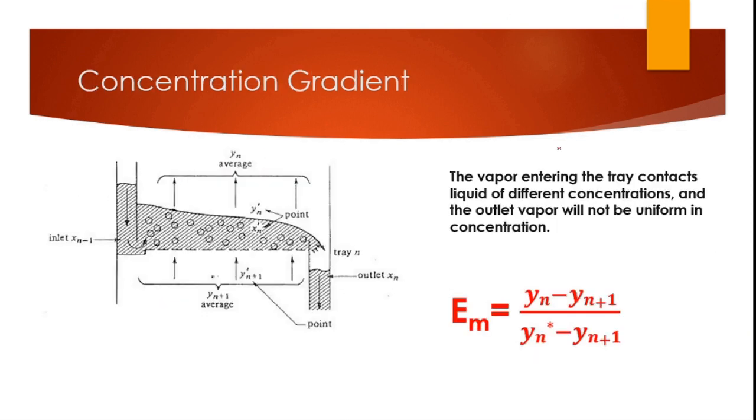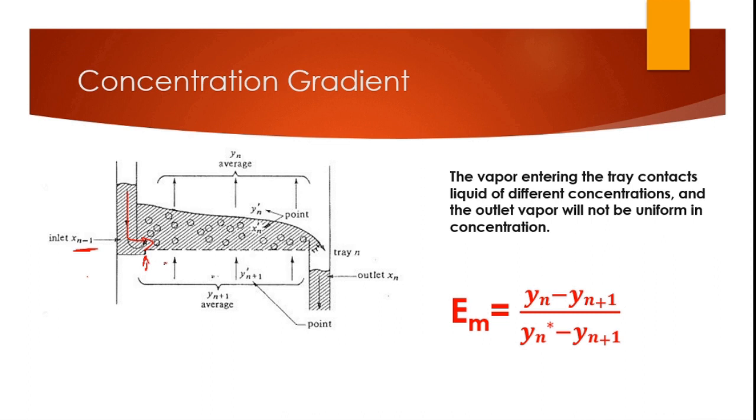Now a very important concept is that for all practical cases in the industry, these columns are quite big in diameter. Due to this, whenever you have this liquid coming in from here, xn minus 1 is the initial concentration. Let us say it is some 0.5. At this point it is 0.5.